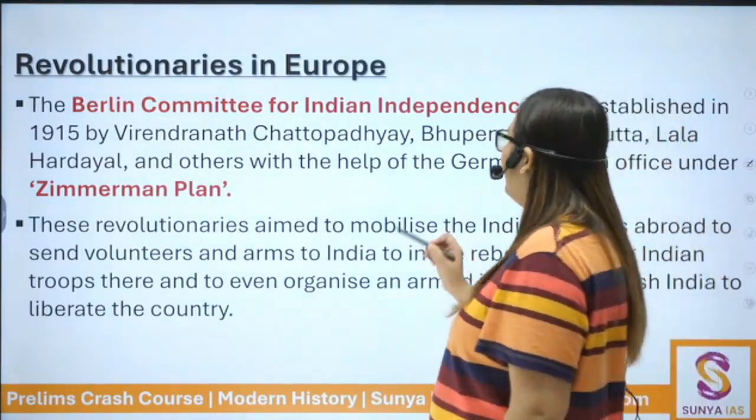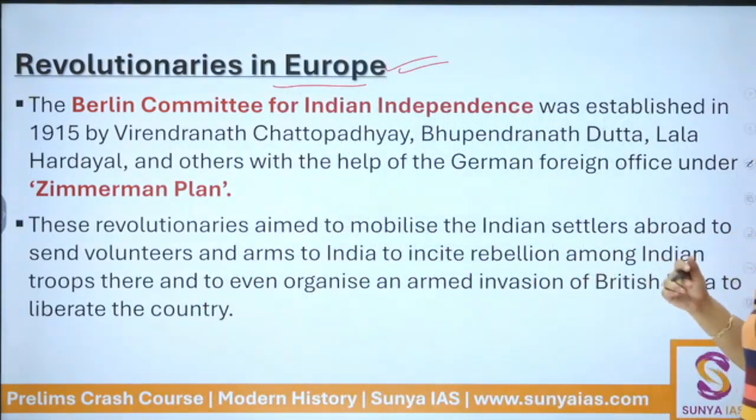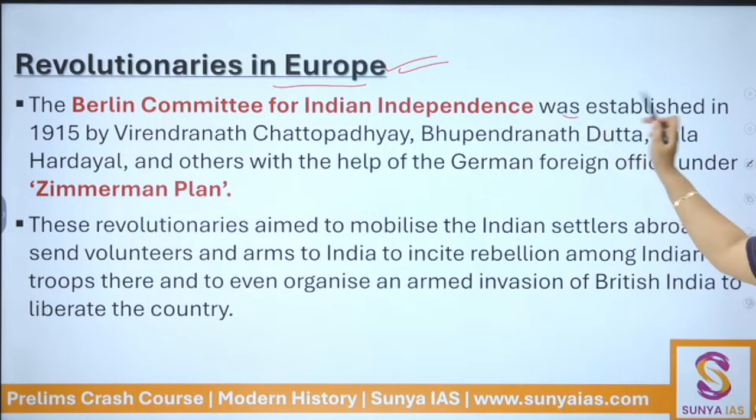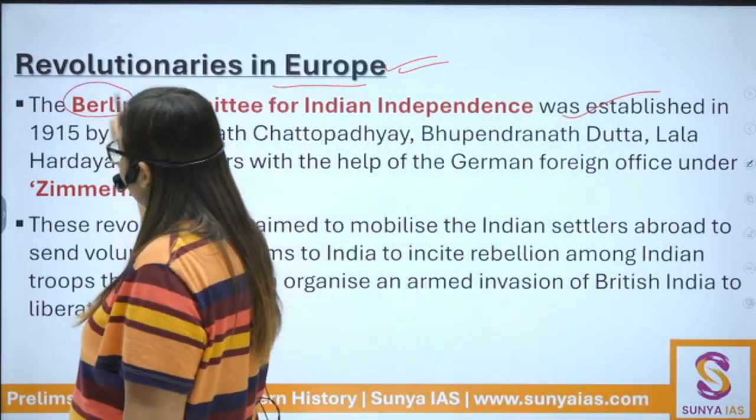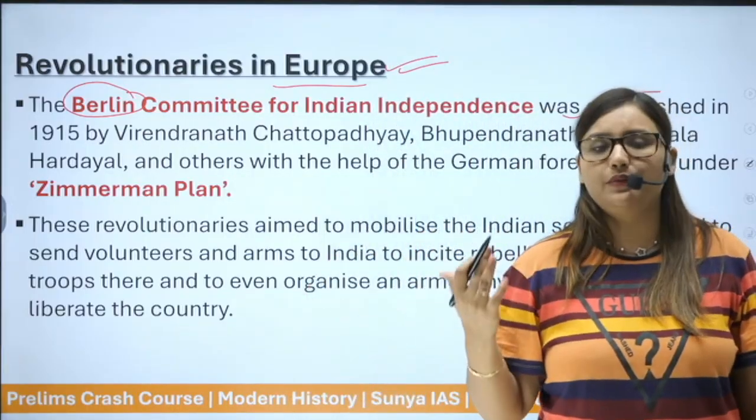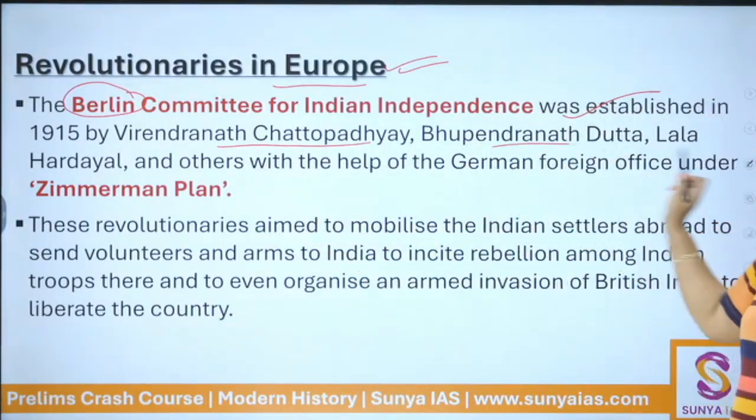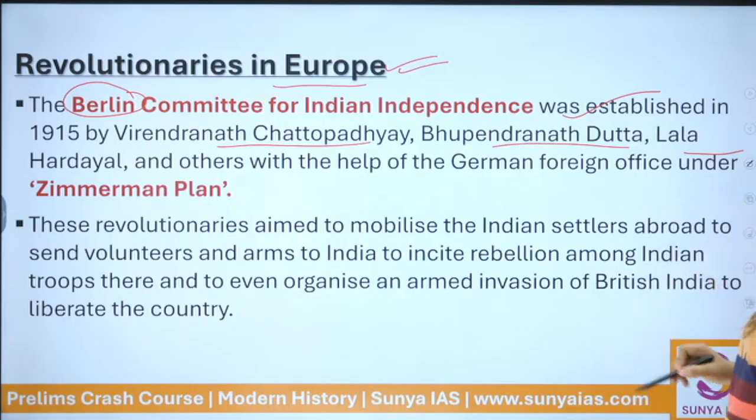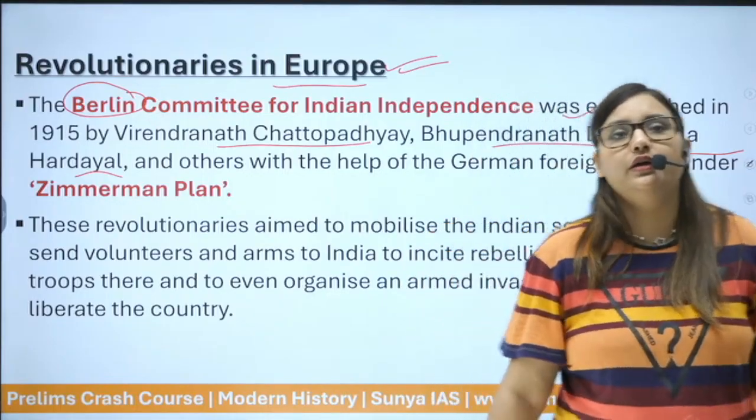The Berlin Committee for Indian Independence. Look at the revolutionaries in Europe. A few Europeans and foreigners wanted India to be liberated. So a Berlin Committee for Indian Independence was established in 1915. Berlin is in Germany. Again, you can see we could only get help from the enemies of the Britishers, right? So in 1915, Virendranath Chattopadhyay, Bhupendranath Datta and Lala Hardayal planned this Berlin Committee. They made it the Berlin Committee for Indian Independence.